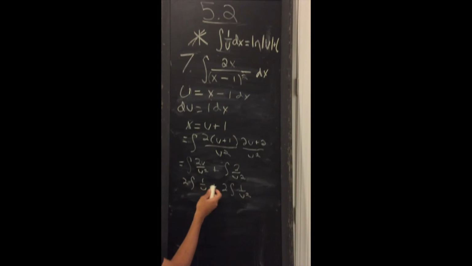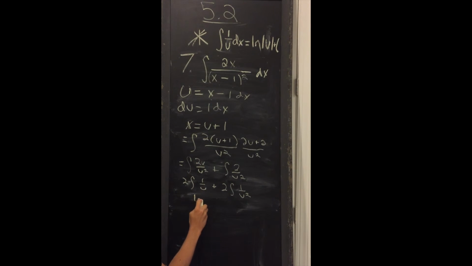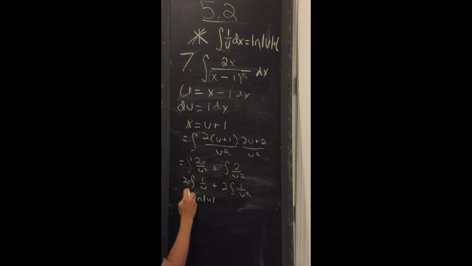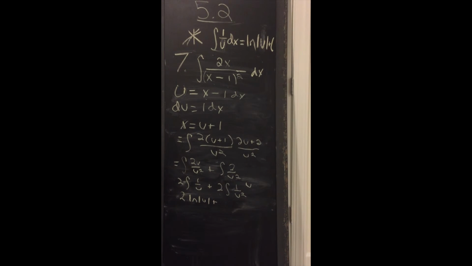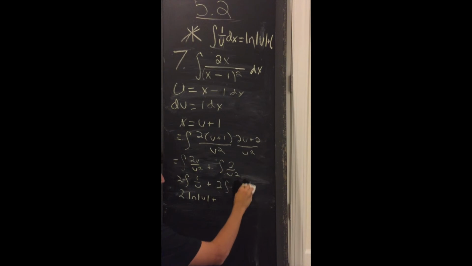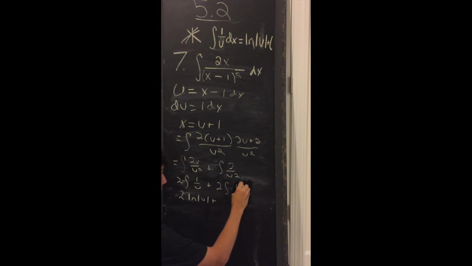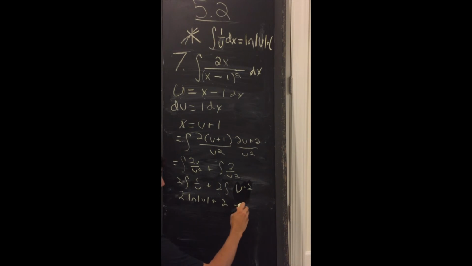So now, the integral of 1 over u up there is ln of the absolute value of u. Then you drop the 2 down, plus. And now we can change 1 over u squared to be just u to the -2 to make it easier to integrate. So that's just going to be 2 times u to the -1 over -1, which is just negative u to the -1.